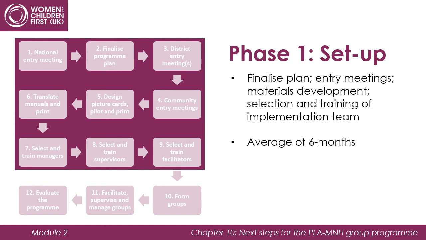In this phase, you will finalize the program plan, conduct entry meetings at multiple levels to ensure partners and stakeholders are aware of the program and are engaged. Finally, you will select and train all members of the implementation team in the approach, starting with managers and cascading to supervisors and facilitators. This phase takes an average of 6 months to complete, but duration is flexible depending on the scale of your program. You will have explored this in depth in Chapter 5 of this module.